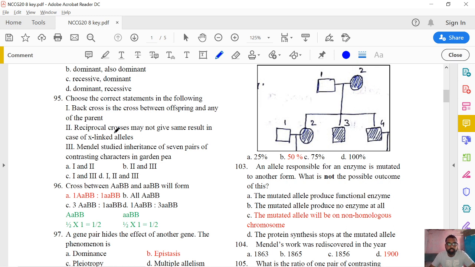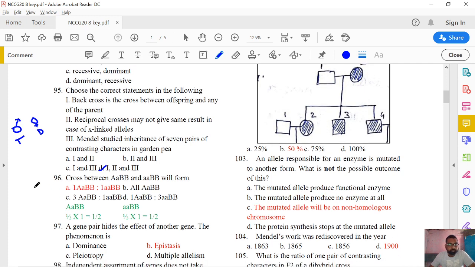A reciprocal cross is when, in one cross, you consider a particular character as male and the other character as female. Say, for example, tall plant and dwarf plant. In one cross, if I take the male as a tall plant and the female as a dwarf plant, and then reverse this, with the tall plant as female and the dwarf plant as male, then these two crosses become the reciprocal crosses. So if it is X-linked alleles, you don't get the same result in the reciprocal cross. Mendel studied inheritance of 7 pairs of contrasting characters in garden pea. Yes, it is true. So therefore the answer is D.